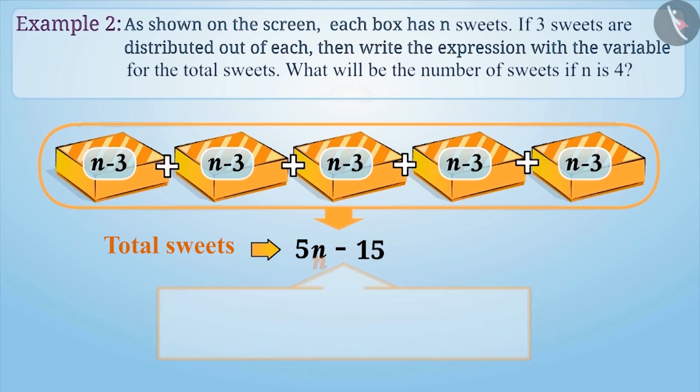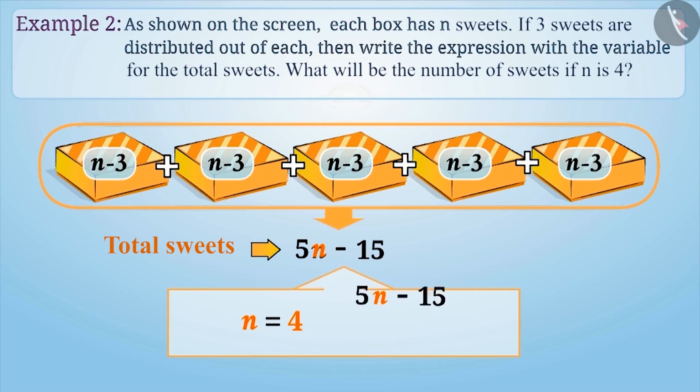Now let's find a solution to another question. Here, the value of n is given as 4. If the value of a variable is given, then while substituting this number in the expression, we must multiply it with the number before the variable. Therefore, 4 will be multiplied by 5. The product is 20 and 20 minus 15 will be 5. Hence, when n is equal to 4, then the number of remaining sweets will be 5.